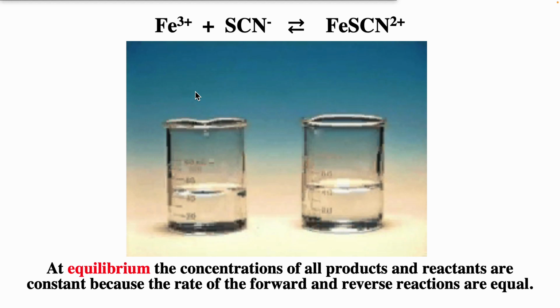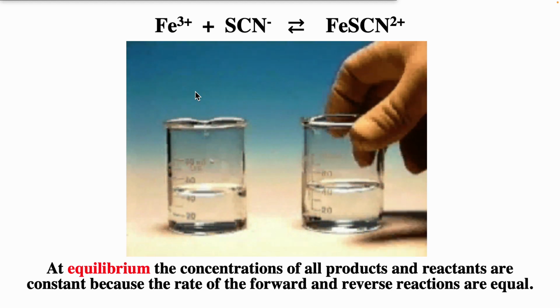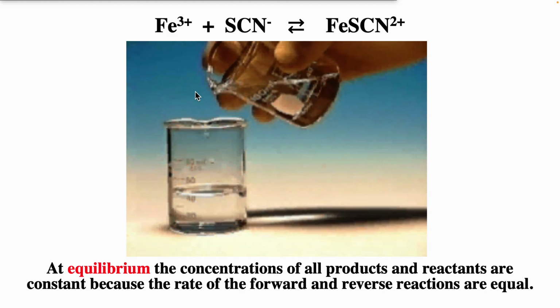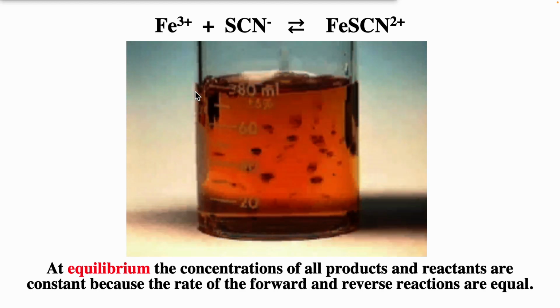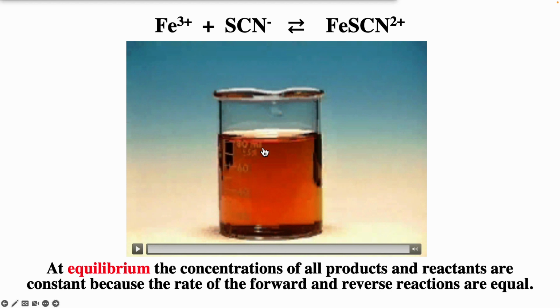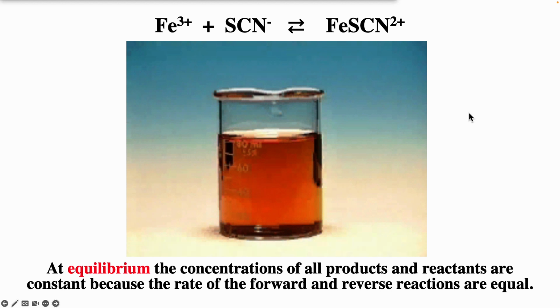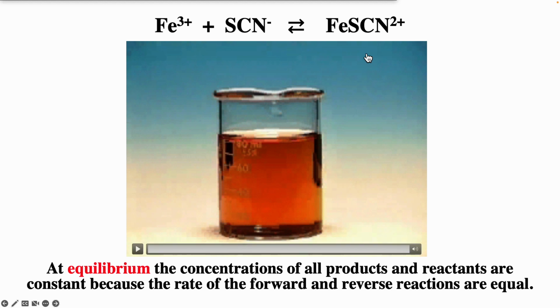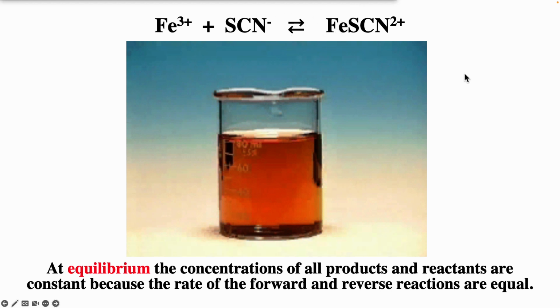When a solution of iron(III) nitrate is added to a solution of sodium thiocyanate, the red-orange iron thiocyanate complex ion is formed. Although the reaction looks complete, substantial amounts of iron ion and thiocyanate ion remain unreacted in solution. And so again, it looks like nothing's changing. Macroscopically, equilibrium appears static, but you still have the forward reaction and the reverse reaction. It's just that the rate of the forward reaction equals the rate of the reverse reaction, and so that's why the concentration does not change.